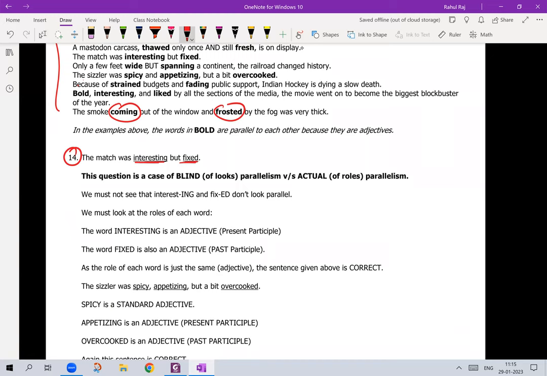Both are adjectives. The question is a case of blind parallelism. We must not look at the ing form and ed form and think it does not look parallel. We must look into the role of each word. The word interesting is an adjective, present participle. The word fixed is an adjective, past participle. Don't get into the namings.